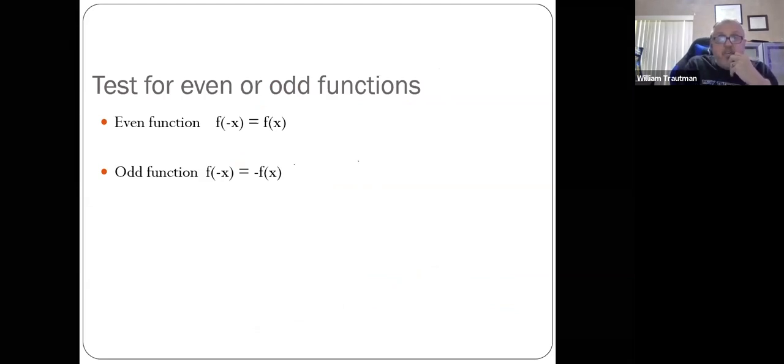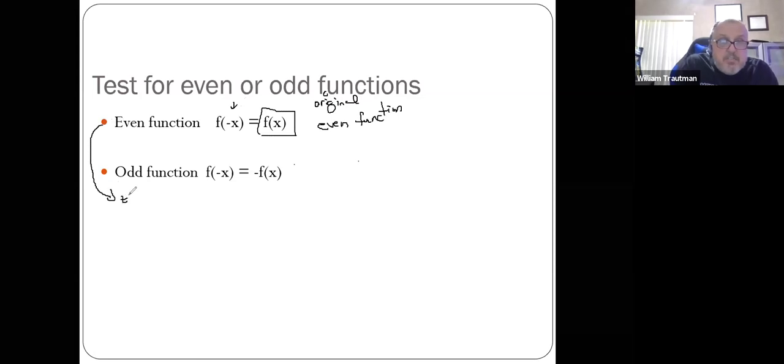What this says is for an even function, if you put a negative x in place of the x, and you get the original function, then it's an even function. And I'm going to show you an example of an even function. So this is even, the one we just did: f of x equals x squared.